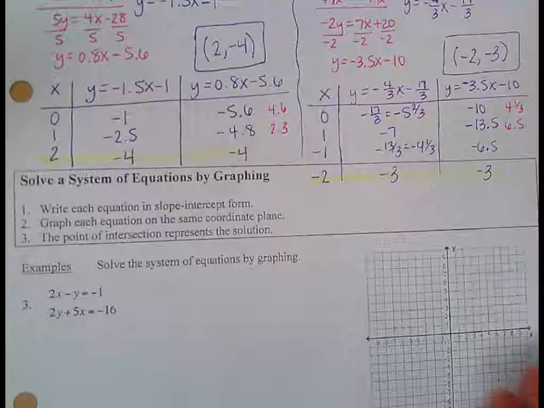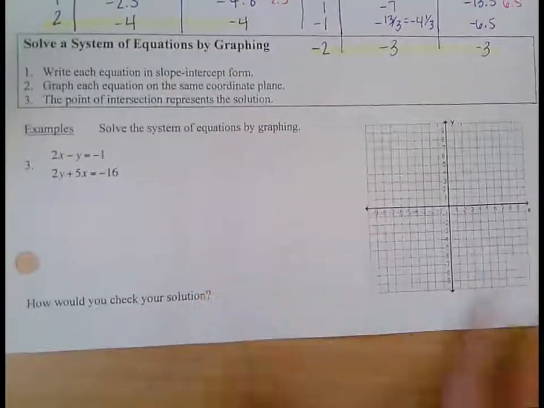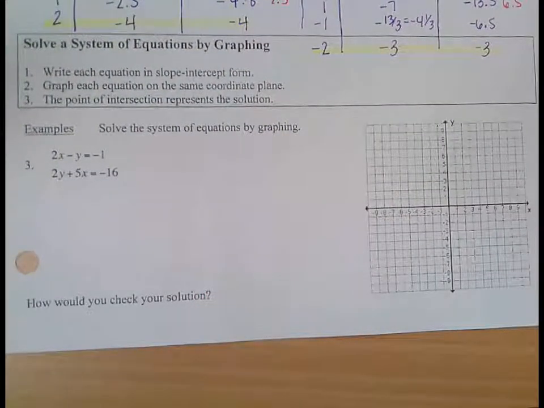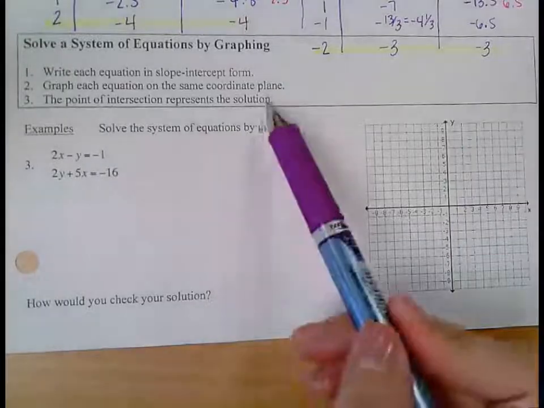Okay, then solving by graphing. So this you're probably more familiar with. This is for sure in Algebra 1, because this is the big idea of why the solution is an ordered pair. You want to write each equation in slope-intercept form so you can graph it. Then graph each equation on the same coordinate plane. And where the two lines intersect will be the solution.